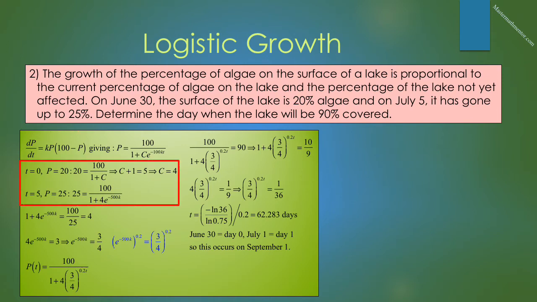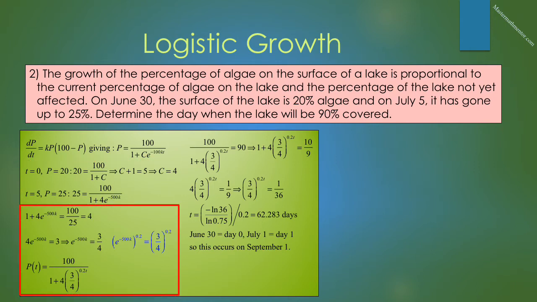Now we plug in our points. When t equals 0, P equals 20. So we get 20 is equal to 100 over 1 plus C, and therefore C plus 1 is equal to 5, and C is equal to 4. When t is equal to 5, P is equal to 25. So we get 25 is equal to 100 over 1 plus 4e to the negative 500k.